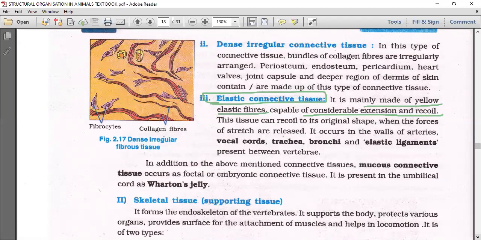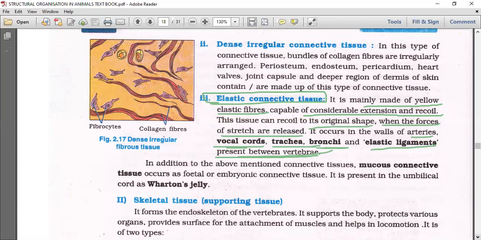So that this tissue can recoil to its original shape when the forces of stretch are released. It occurs in the wall of arteries, vocal cords, trachea, bronchi, and elastic ligaments present between the vertebrae. Where do you see this? Arteries, vocal cords, trachea, bronchi, and elastic ligaments present between the vertebrae.